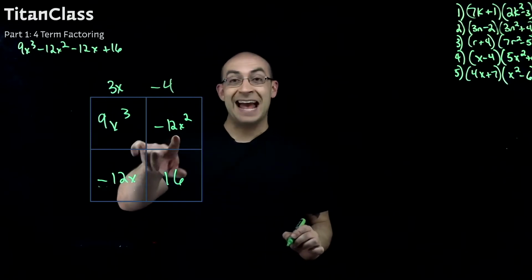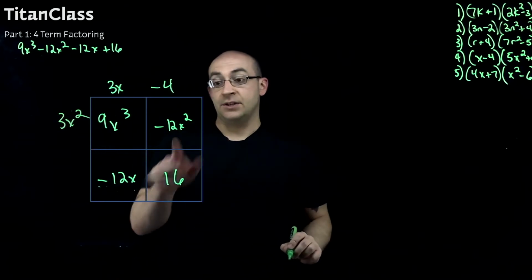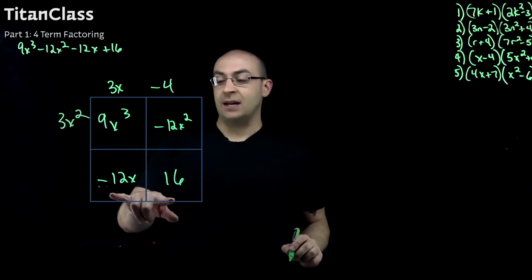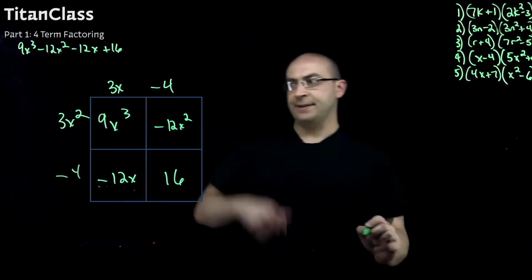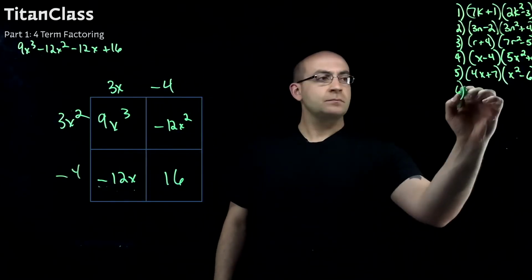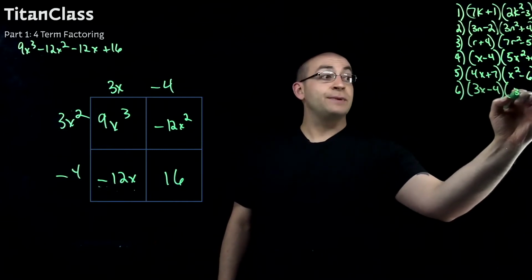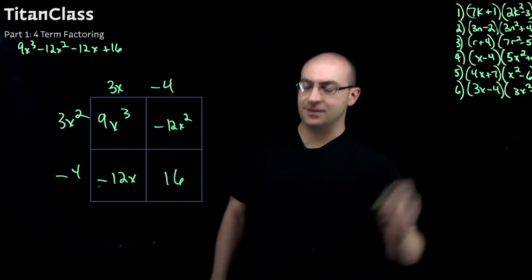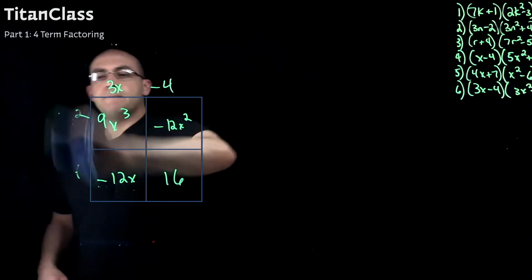This is going to be a 3x squared. And just like these two, these match up almost the same, right? I'm going to pull a negative 4 out of this as well. And that was weird how that happened. Number 6. 3x minus 4 and 3x squared minus 4. Very strange. Very, very strange. Okay.